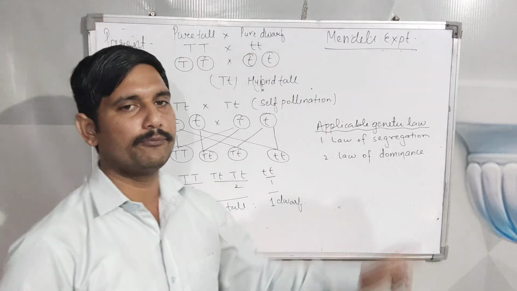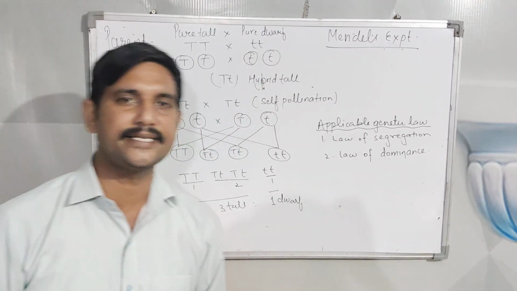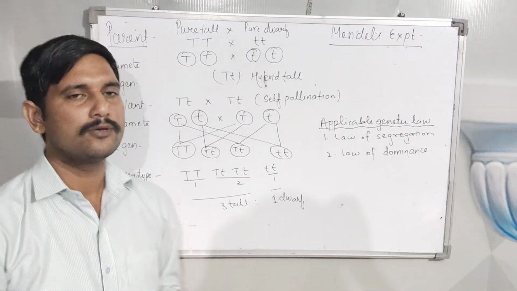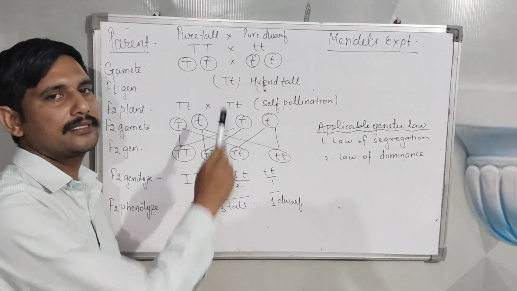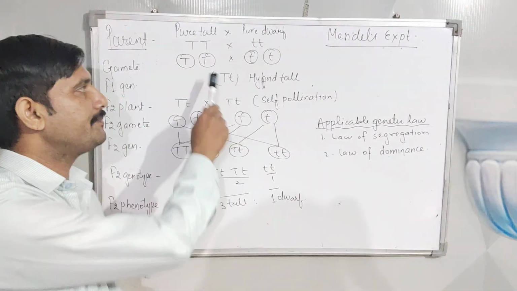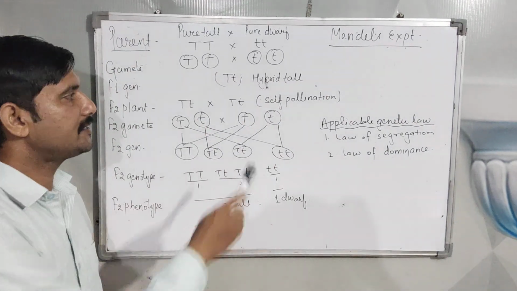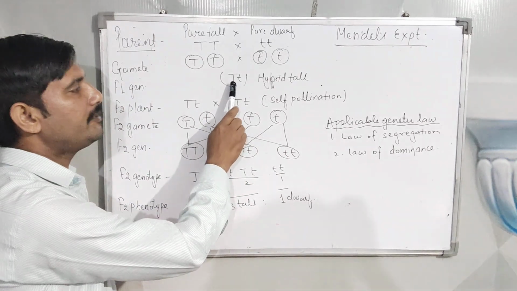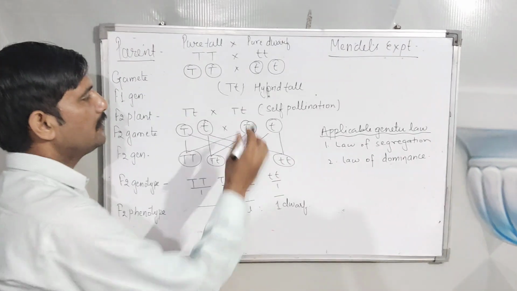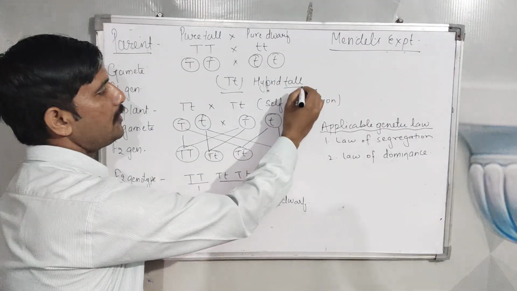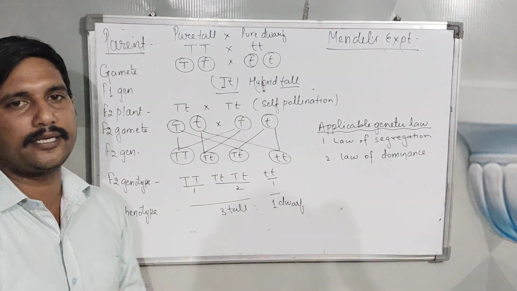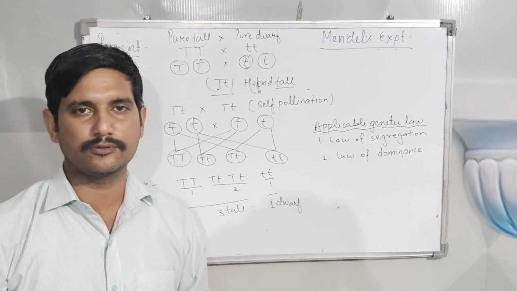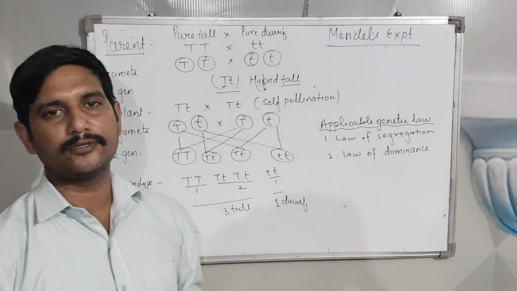The second law is called the law of dominance. The law of dominance indicates that traits occur in pairs, and there are two types of traits, homozygous and heterozygous. In homozygous there are similar alleles, and in heterozygous there are different alleles. In the heterozygous condition one allele shows its dominance. We see here that the tall character is determined by the capital T. It means capital T is an allele found on a specific chromosome, which determines the trait of tallness.